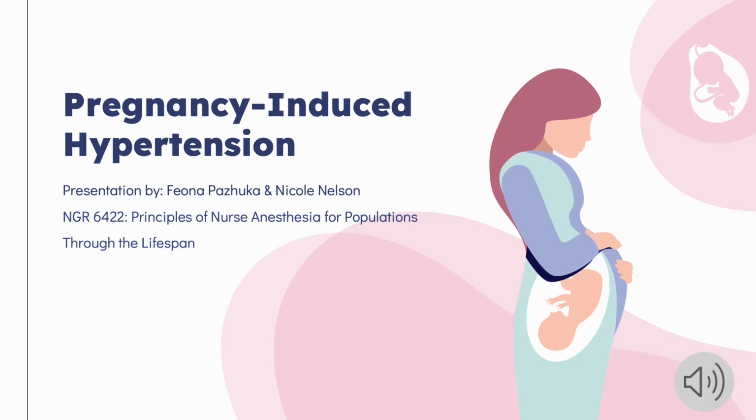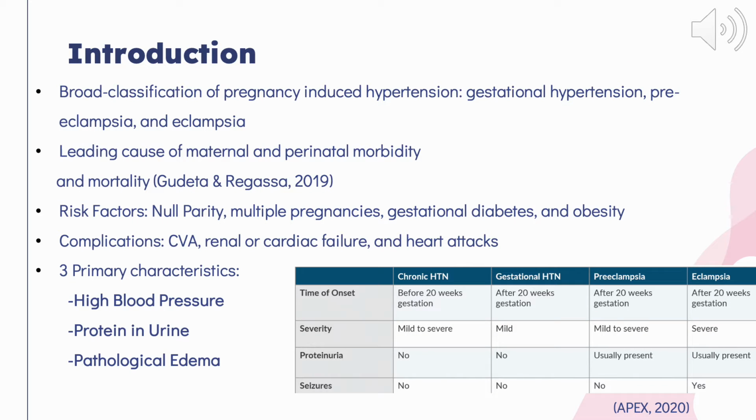Our presentation on pregnancy-induced hypertension will be presented by Fiona Pazuka and Nicole Nelson. According to the World Health Organization, at least one woman dies every 7 minutes from complications of hypertensive disorders of pregnancy. Though there is a broad classification of pregnancy-induced hypertension, which include gestational hypertension, preeclampsia, and eclampsia, preeclampsia is the leading cause of maternal and perinatal morbidity and mortality.